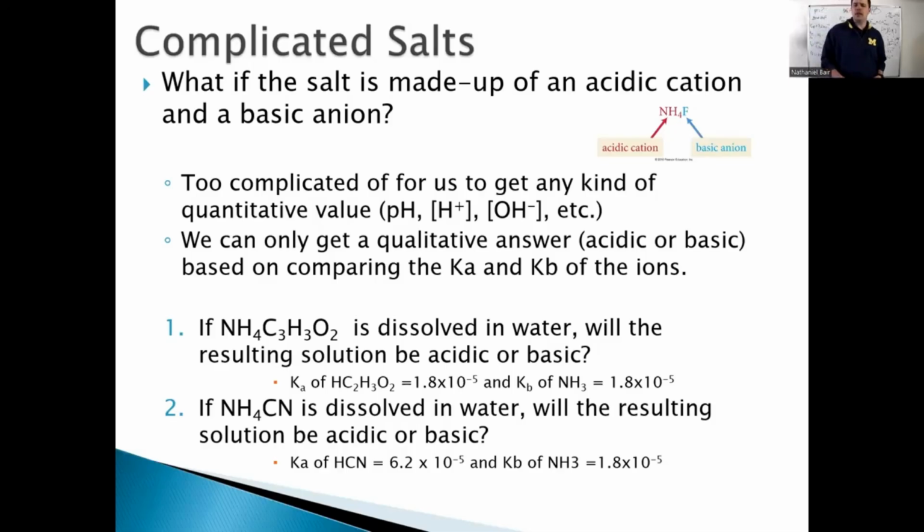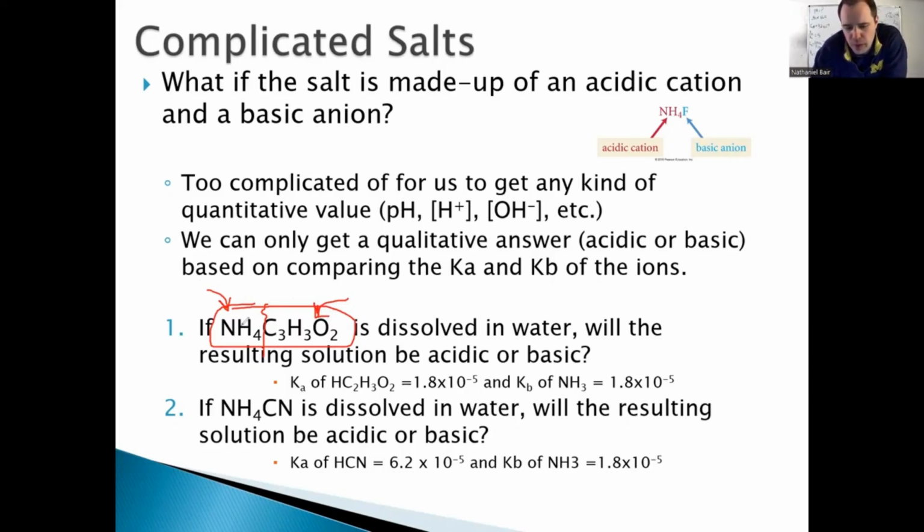So what happens when you have a complex salt? What do I mean by a complex salt? Well, that would be something like this. This is what I call a complex salt, and this is going to be above the scope of our class. You would cover something like this in analytical chemistry if you majored in chem, usually about your junior year. This is an acidic cation. It's the conjugate acid of the weak base ammonia, NH3, and that's a basic anion. It's the conjugate base of the weak acid, acetic acid.